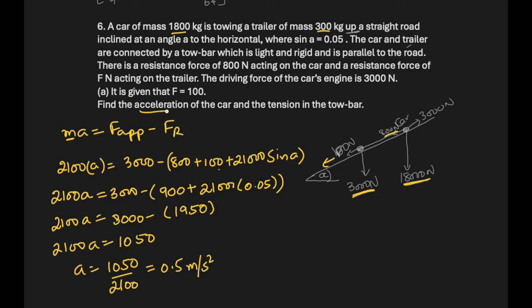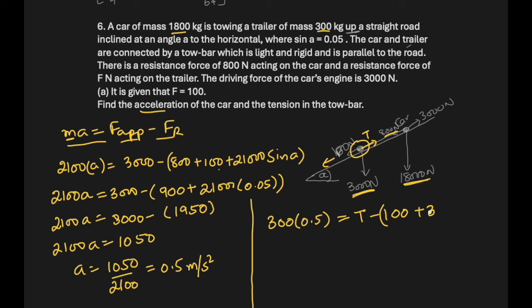Got the acceleration. Now we want the tension in this bar. So we can take either this mass or this mass. I'll take this one because it has fewer forces, and I will apply the same formula here. MA, mass in this case is 300 kilograms. So 300, acceleration we just got, A, equal to applied force for this particular mass, which is just the tension. This 3000 is for the other mass, touching this mass. So that will be taken care of by this T here. So T minus, we have 100 in the opposite direction, and the sine component of this mass only, which will be 3000 sine A. Or let me write the value straight away, 0.05.